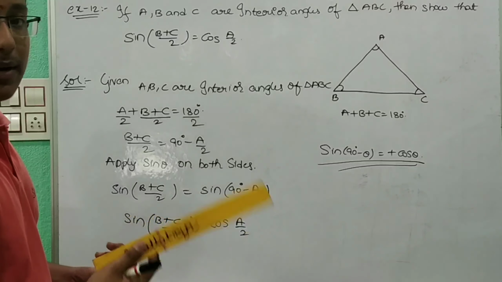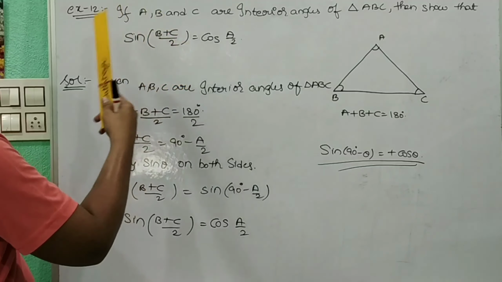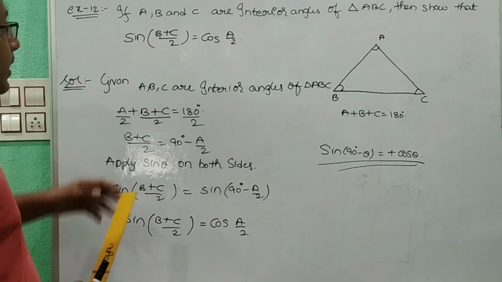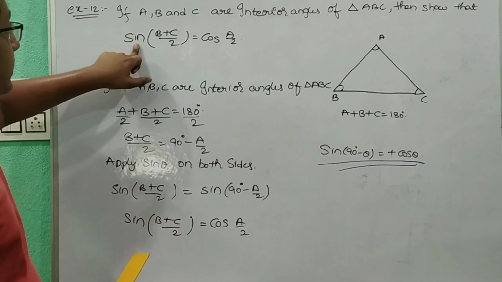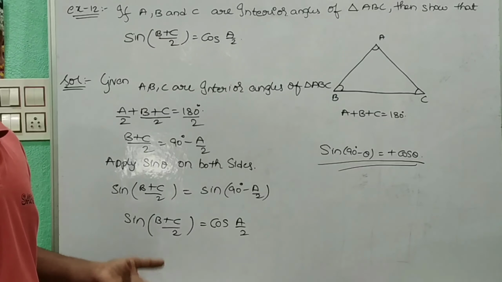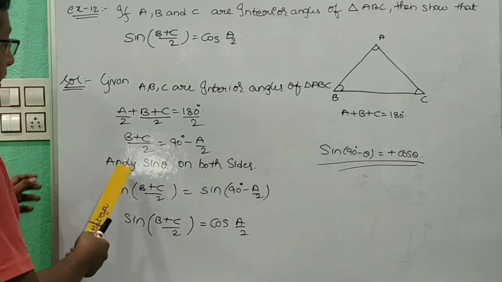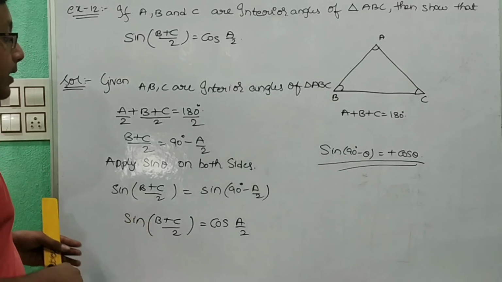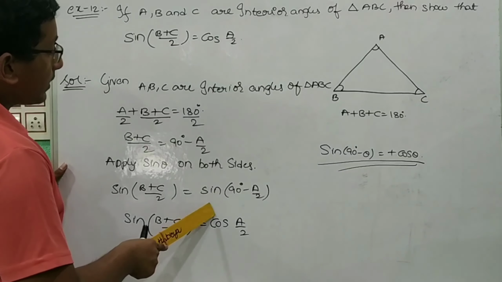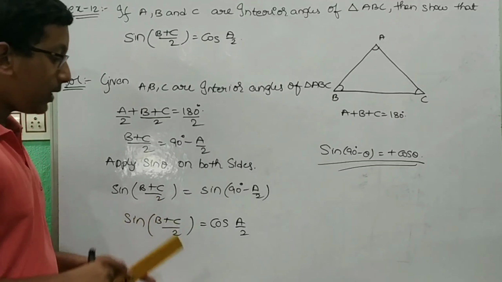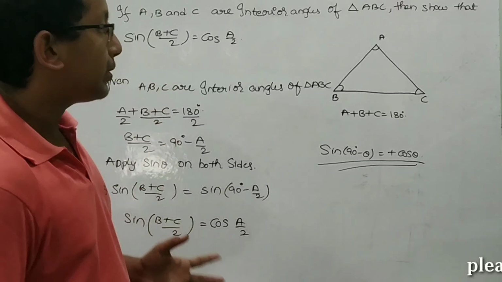If suppose they have given tan and secant, or cot and cosecant, you should prove it in this same way. When the term given is changed, whether sine, cos, or tan, you should apply that rule on both sides. For example, if it is given cos of (90 minus theta), you should get sin theta. In this way you should do. I hope you understood this question.